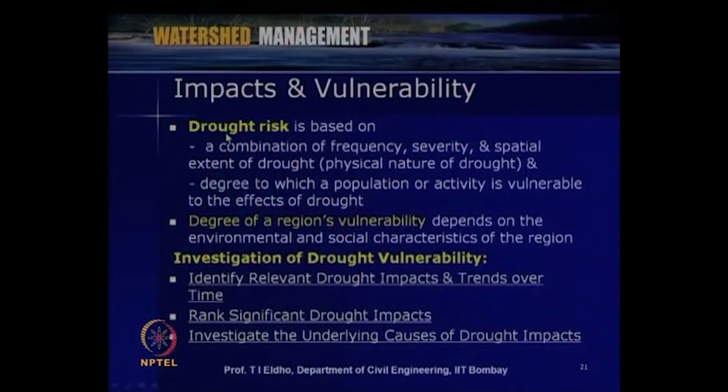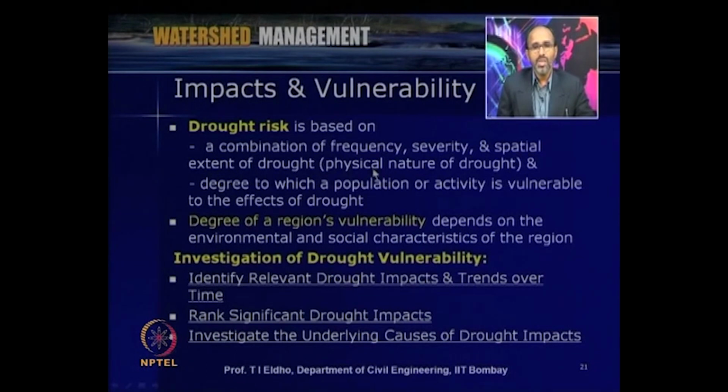Now we have seen the classifications with respect to droughts. Let us now look at the impacts and the vulnerabilities. We discussed this aspect earlier also. We defined risk and vulnerability. Drought risk is based on a combination of frequency, severity and spatial extent of drought, as the physical nature of drought, and the degree to which a population or activity is vulnerable to the effects of droughts.